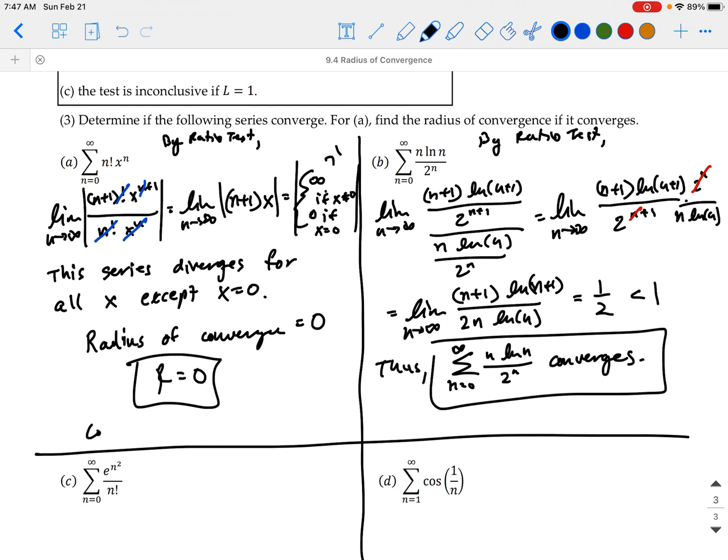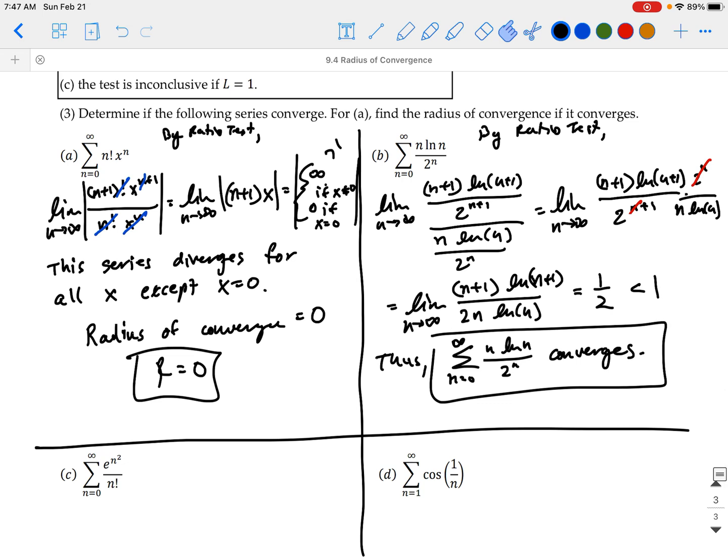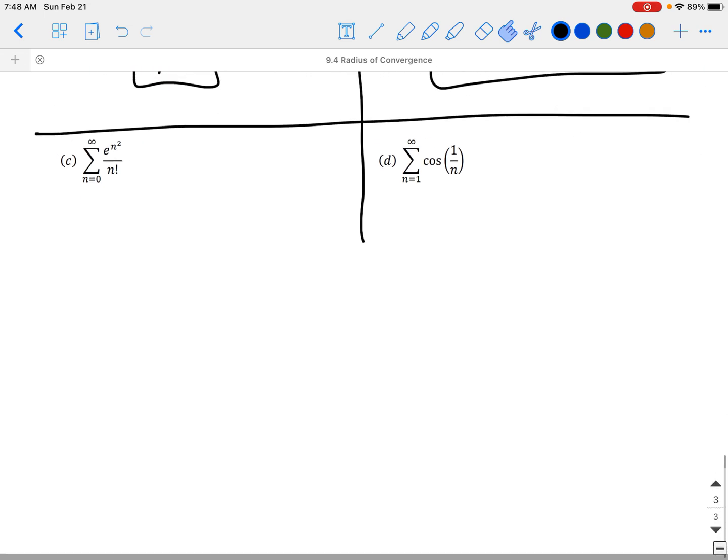And one other note on part A, we would say converges. Oh, actually, let's leave that off for now. We'll come back to that though. All right, so let's look at C and D.